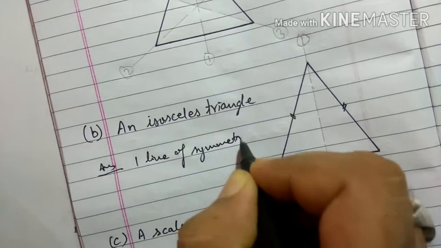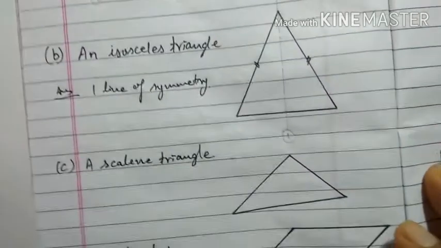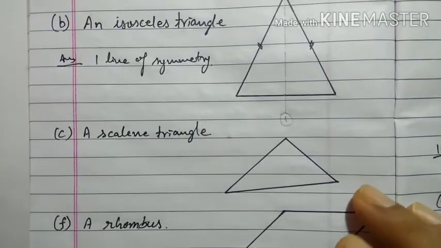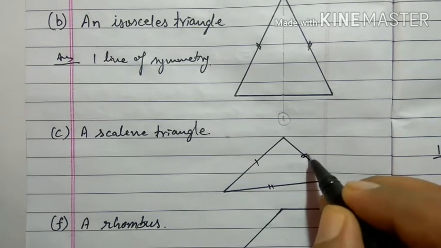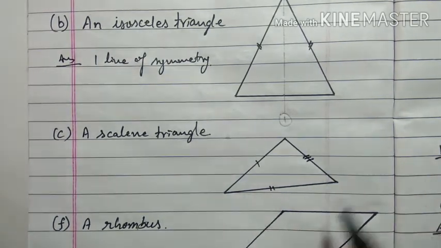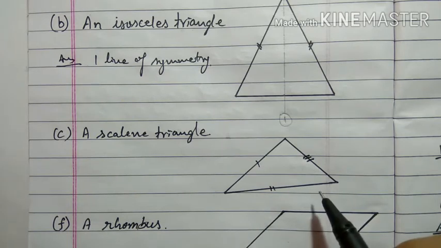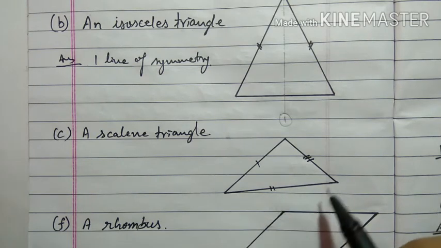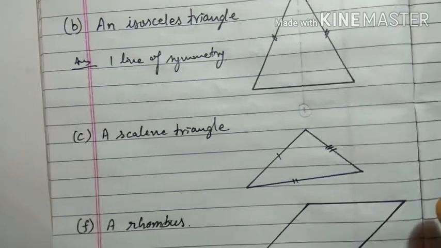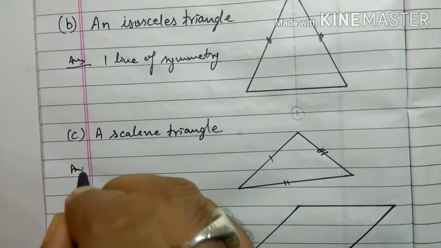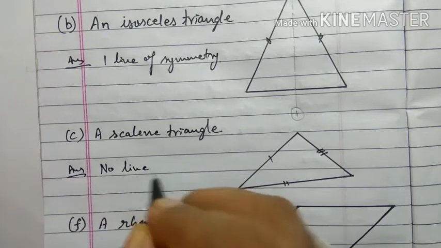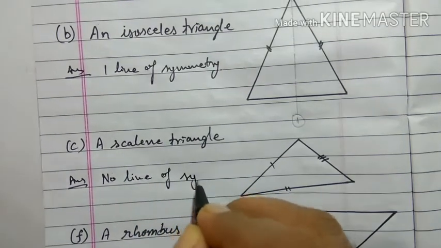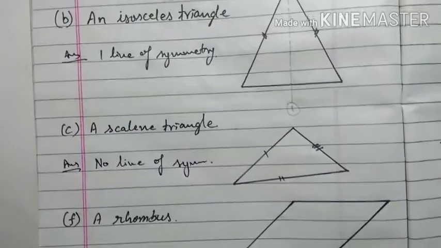Okay, now the next question is a scalene triangle. So in a scalene triangle, all the sides are of different length, so there is no line of symmetry in this figure. So we have to write no line of symmetry.